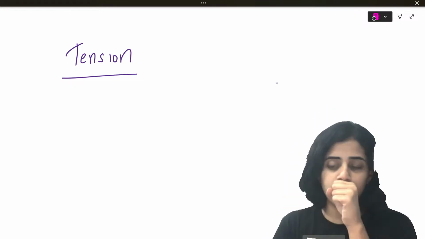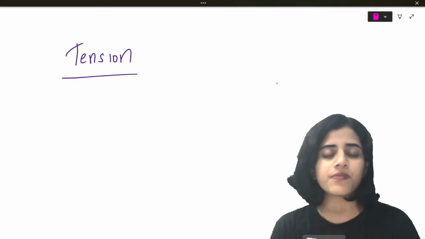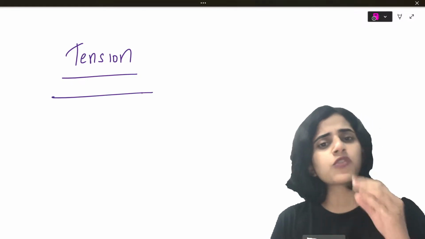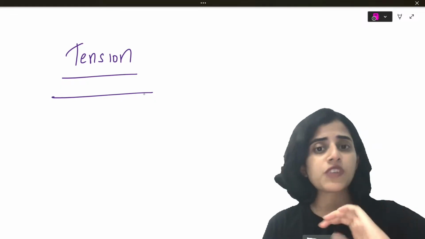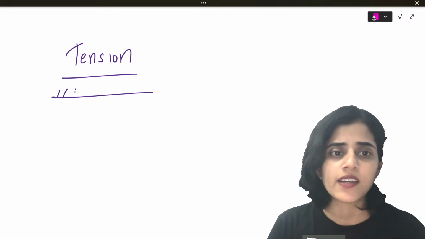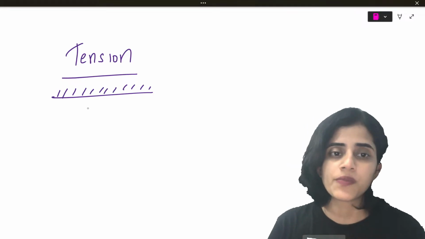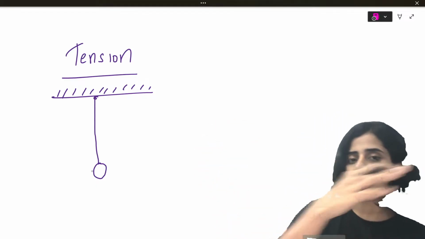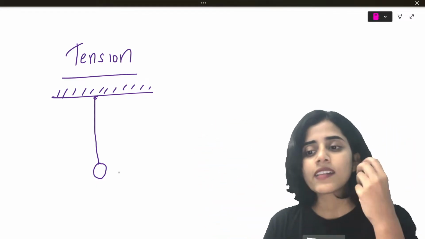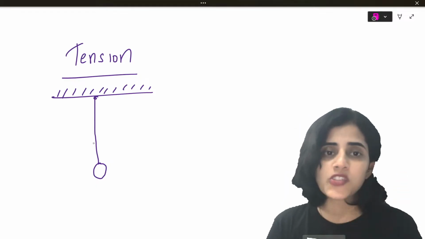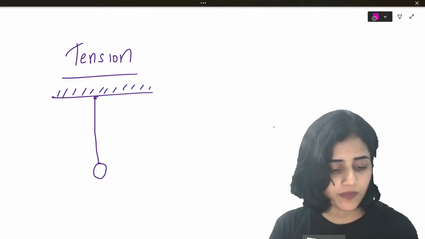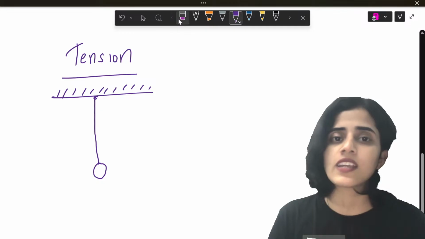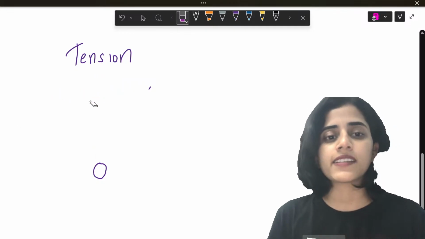Tension is basically the force that is applied on strings. I'm sure all of you have done the simple pendulum experiment in your first PU, in the lab. You have a holder, and from there you suspend a string to which a simple pendulum is attached, and you count the oscillations. The force experienced by this string is called tension. So tension is basically the force experienced by strings or objects like that.